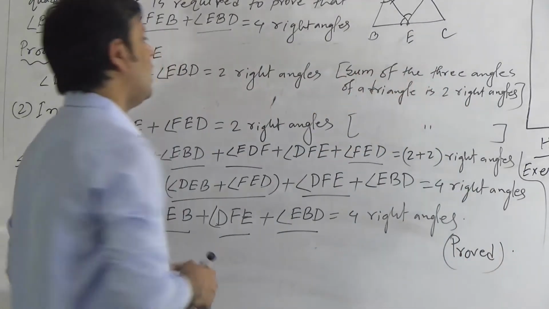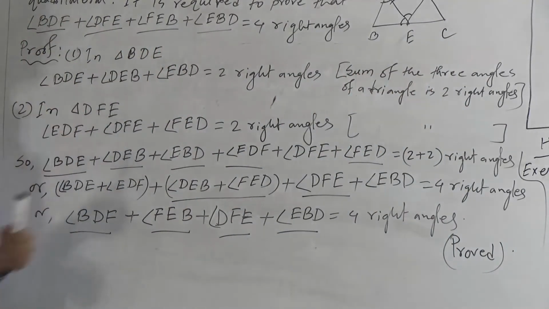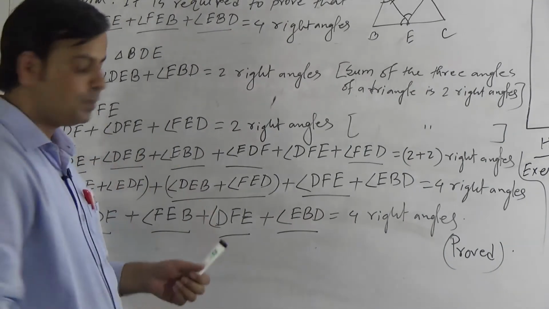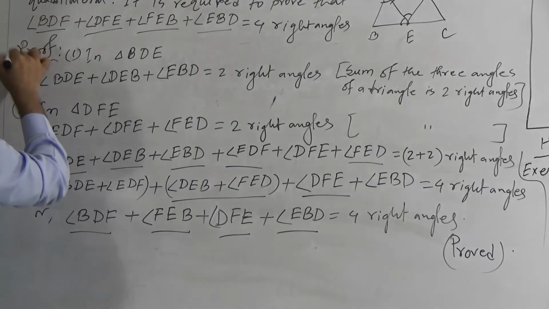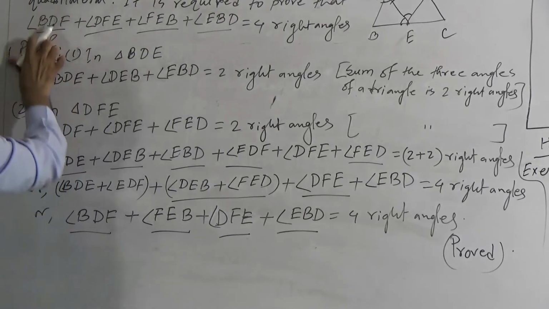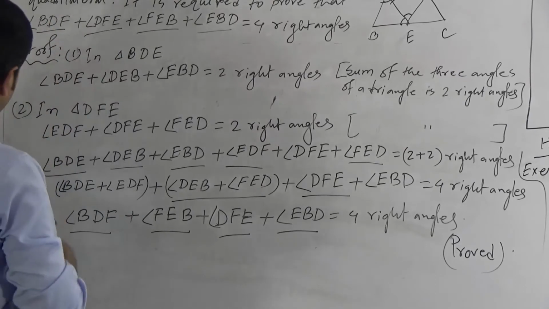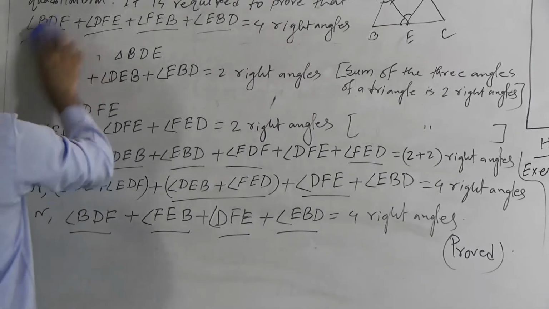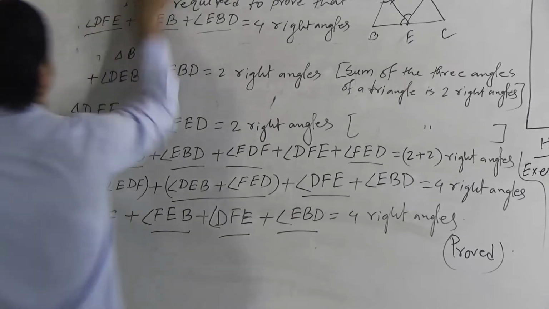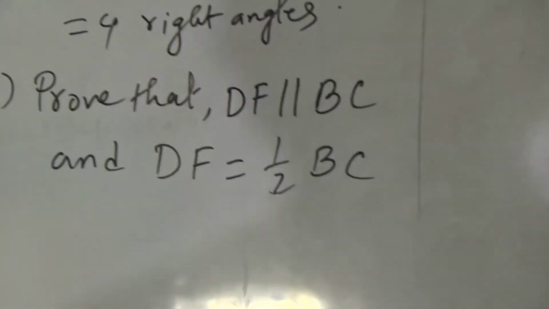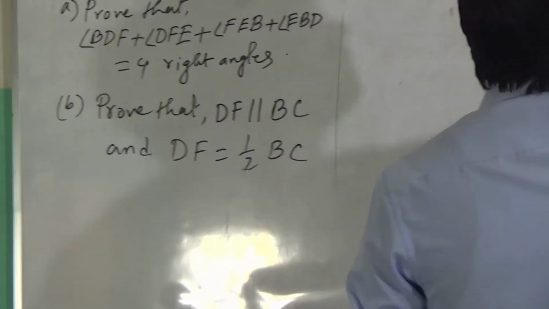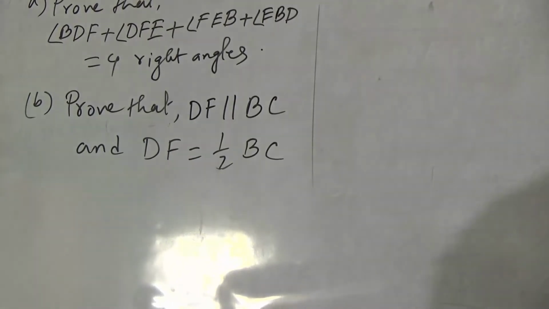Okay, dear students. Now I have to solve question B. Let us see question B. I hope you have understood the solution or the proof of A. This is proof of A. So I am going to prove B. What is question B? Question B is prove that DF is parallel to BC and DF is equal to half of BC.